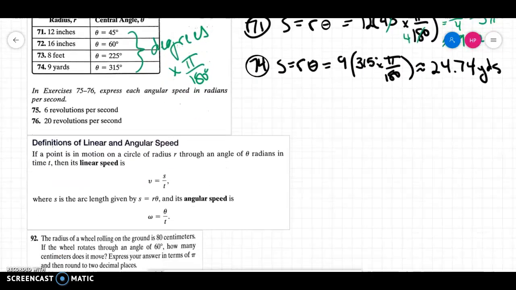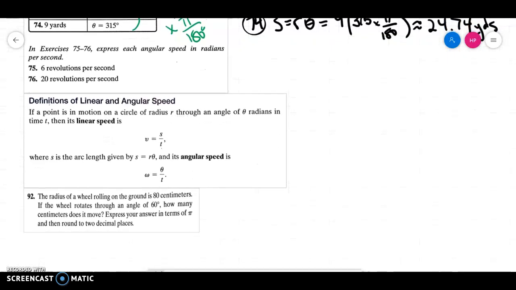So 75 and 76. I have some extra notes down here for that one, and just these 3 word problems. So angular speed. If we're talking about linear speed, we're used to velocity, and so S over T, where we're talking about the arc length, as opposed to the angular speed, where we have theta in radians over time. And so for each angular speed that we have in revolutions per second, we have to do a quick dimensional analysis, just converting those units.